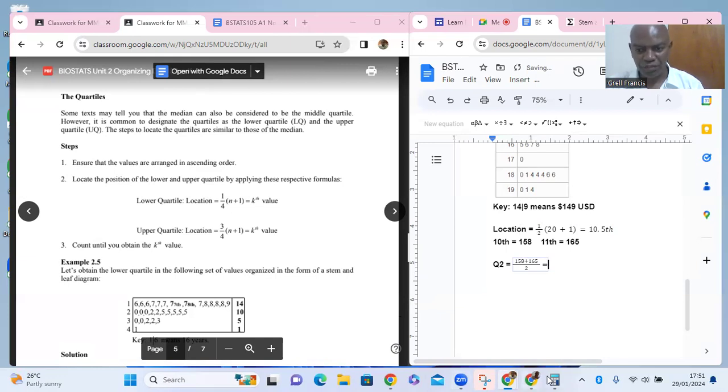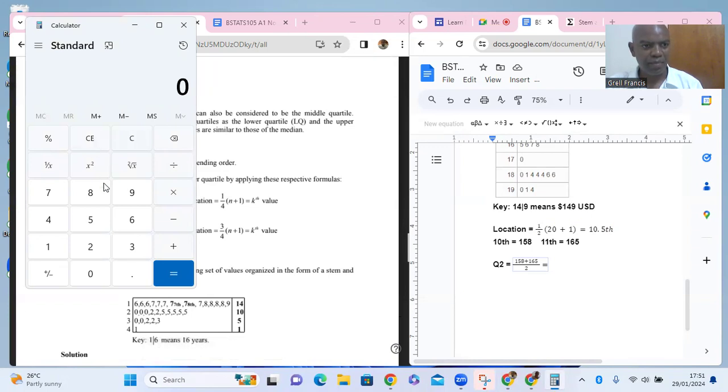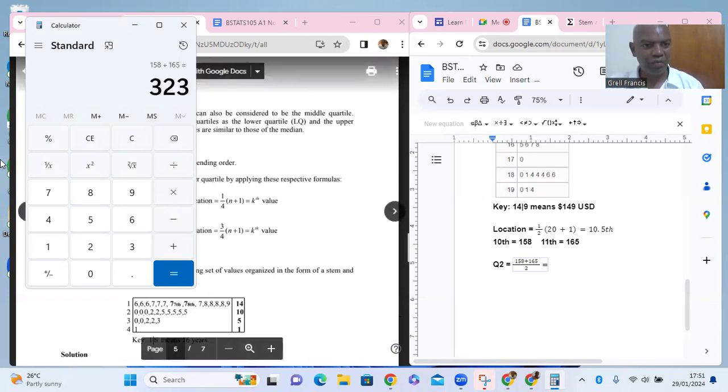Okay. So first, we've got to find what is 158 plus 165, which is 323, and we've got to divide 323 by 2. So my median appears to be 161.5 USD.